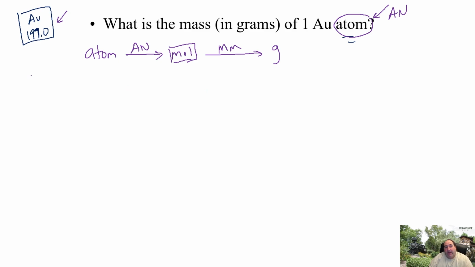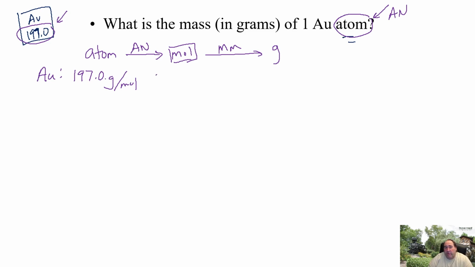So we do need a couple relationships to help us get to our final destination here. We need from the periodic table the molar mass of gold, which would be 197.0 grams per mole. And again, we get that from pulling this number off. By the way, on my periodic table, it's like 196.7 or 8 or something like that. So that's why we rounded up to 197 even.